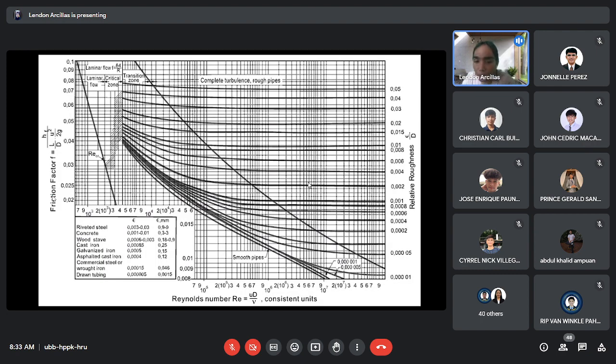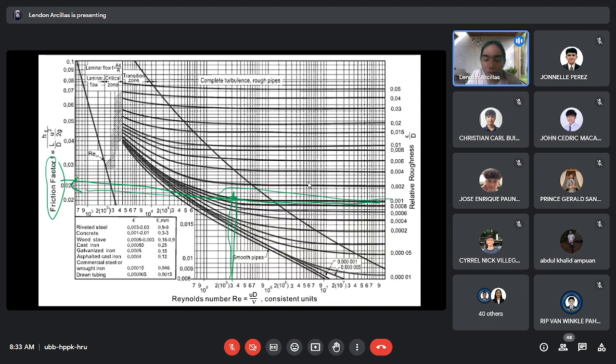So again, how do we find the friction factor? Pag meron tayong Reynolds number and meron din tayong relative roughness, i-connect lang natin siya, makukuha na natin yung friction factor. That is the idea on how to find the friction factor. Kailangan mo lang ng value ng Reynolds number, guguhit mo dyan, and then kailangan mo ng relative roughness. Pag nag-intersect yan, yun yung friction factor. Again, applicable lang to pag yung flow is turbulent.